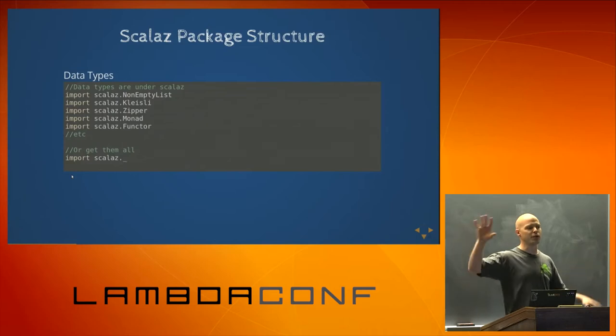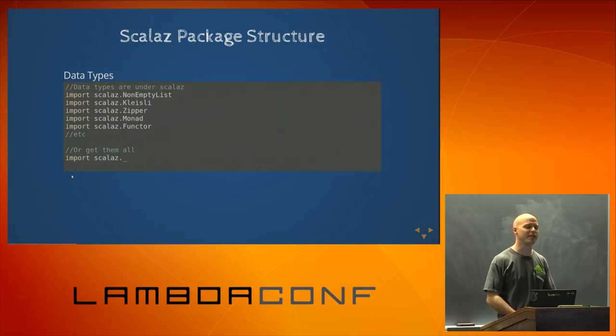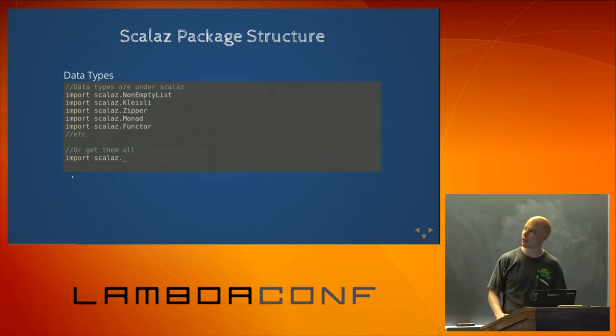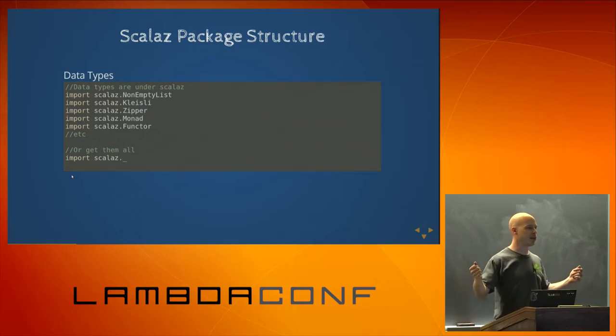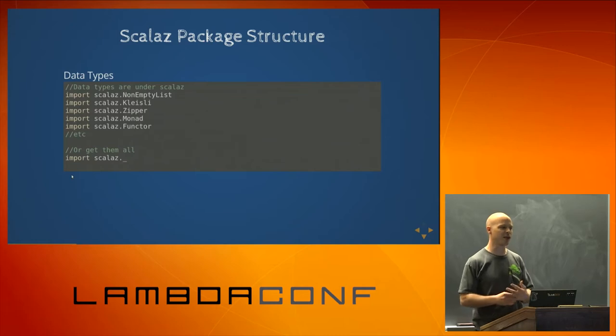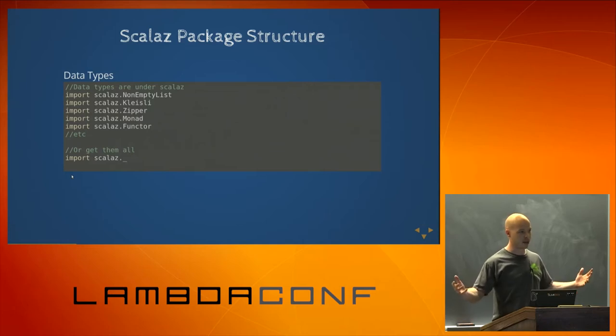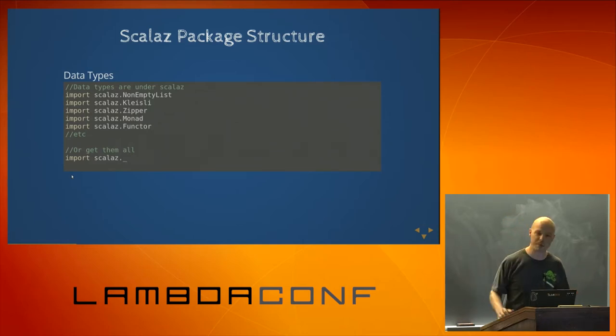So before we talk about all those data structures and type classes, the Scalaz package structure is a very interesting beast. So we're just going to kind of go through it and talk about it. And hopefully, I'll tweet out these slides afterwards, and you can come back to it and use it. So all data types are underneath the Scalaz base package. So even the type classes like Functor, Monad, et cetera, are under there, as well as Kleisli, NonEmptyList, et cetera. So if you want them all, you can import Scalaz underscore, and you'll get all the data types from Scalaz. But if you want them, you can import them individually.